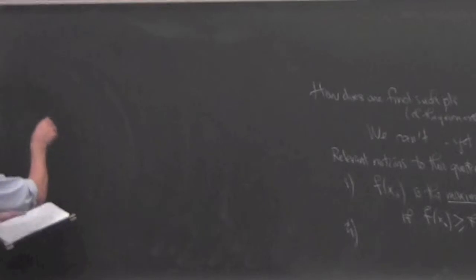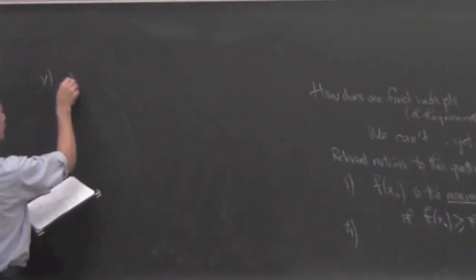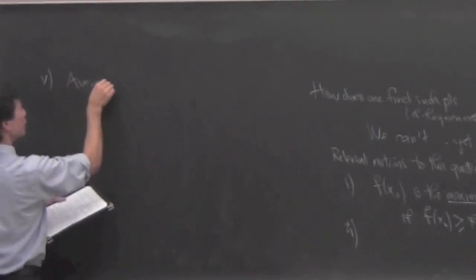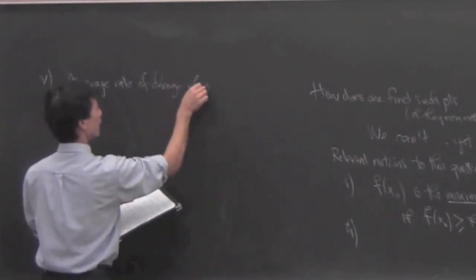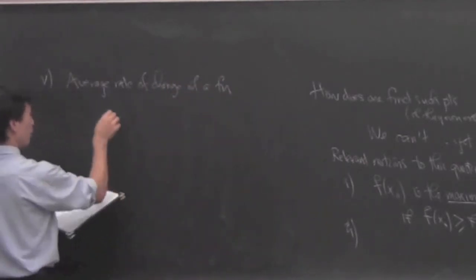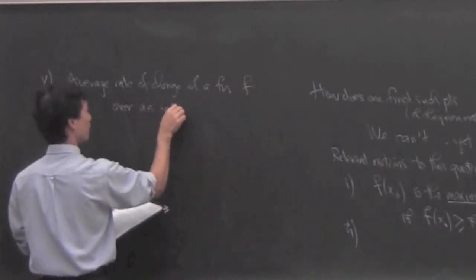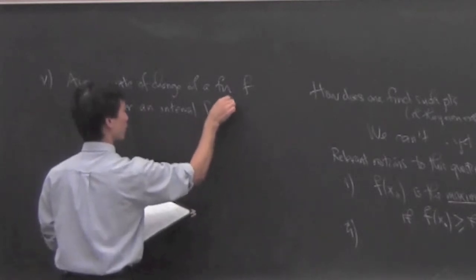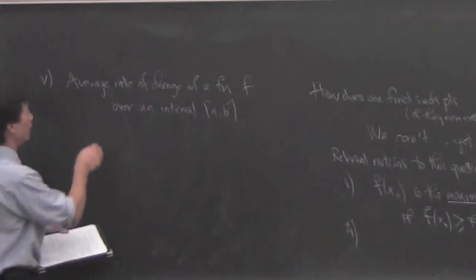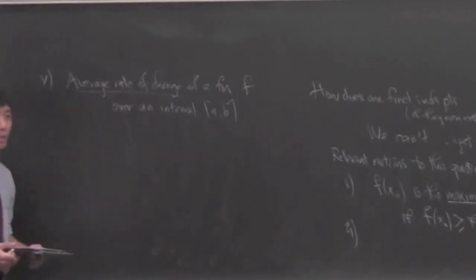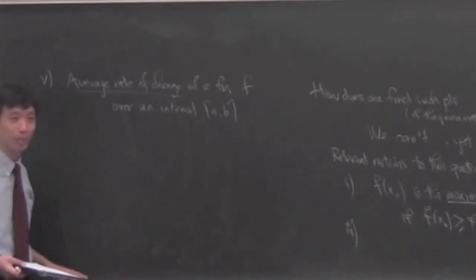Okay. The most important idea is this one: the average rate of change of a function f over an interval a b. So average rate of change. Sometimes people just call it rate of change. Some of you may know this already.